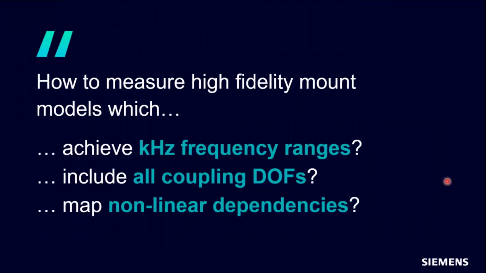That is the central question that I want to ask, but also answer in this session: how we can measure higher fidelity mount models that allow us to go into the kilohertz frequency range, but also include all these coupling degrees of freedom. And eventually, I'll also explain how those methods can be made compatible with nonlinear dependency so that we can create a more complete map of our dynamic stiffness.